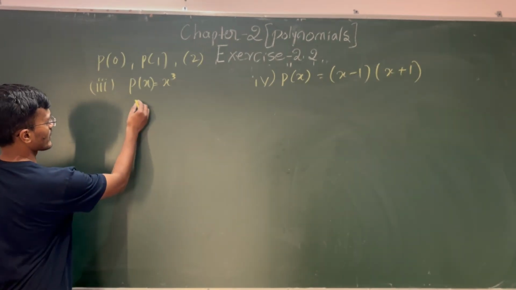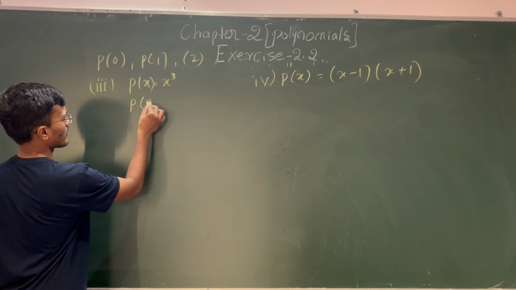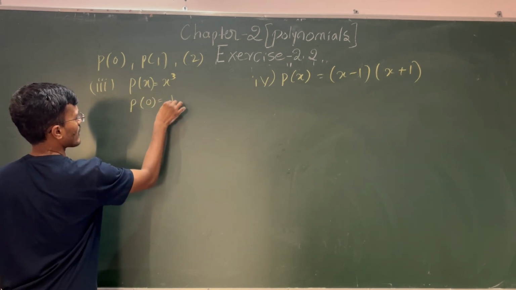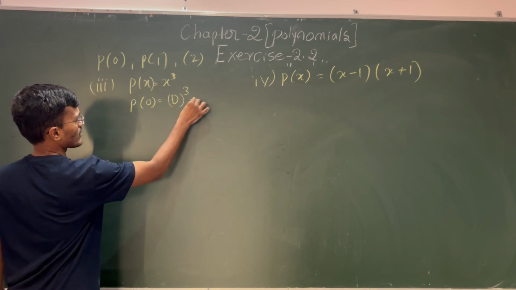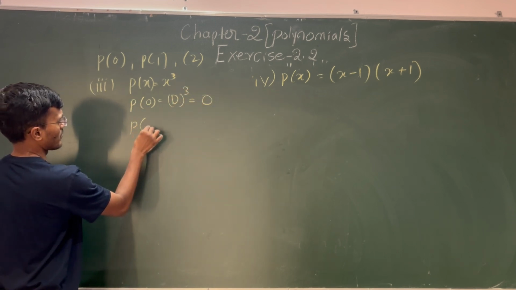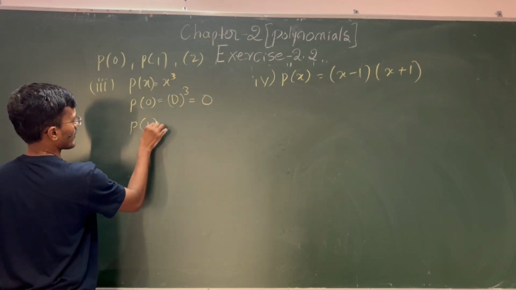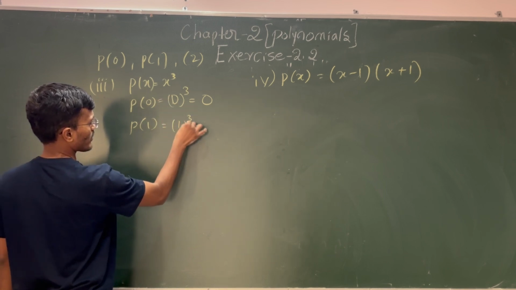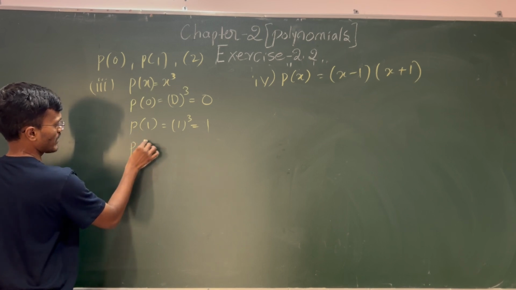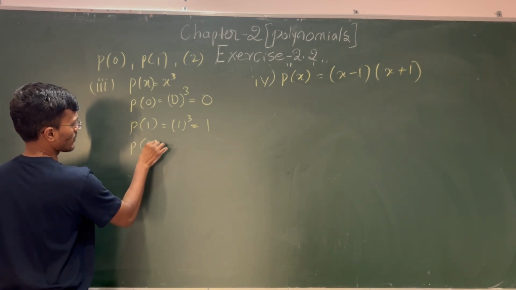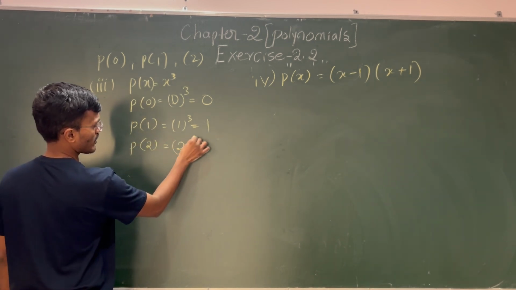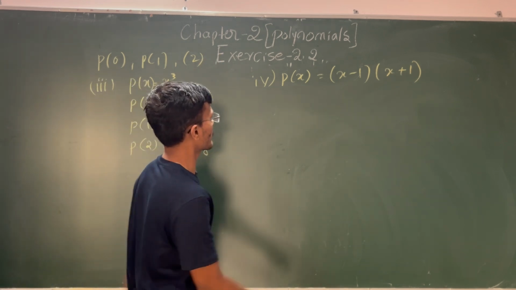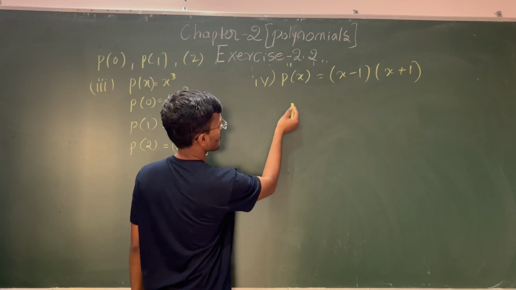Third question, in that p of x is x cube. Here there is a 0, so 0 cube, and the answer is 0. P1: x cube, in that there is 1 cube, equal to 1. P2: x means 2, and here 2 cube is 8. Next we will move on to the fourth question.